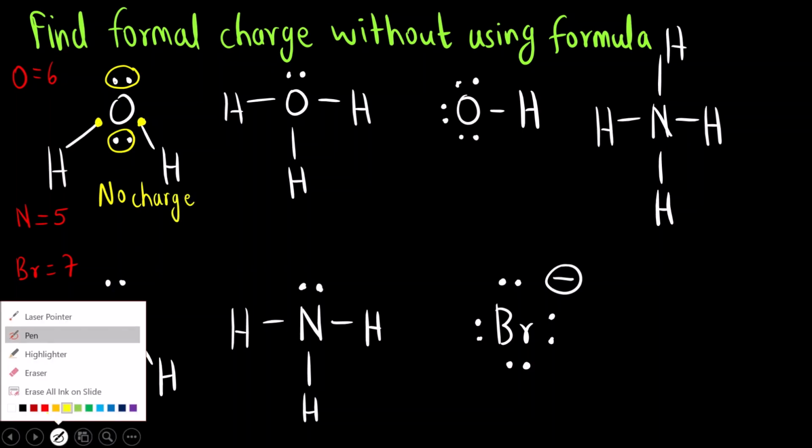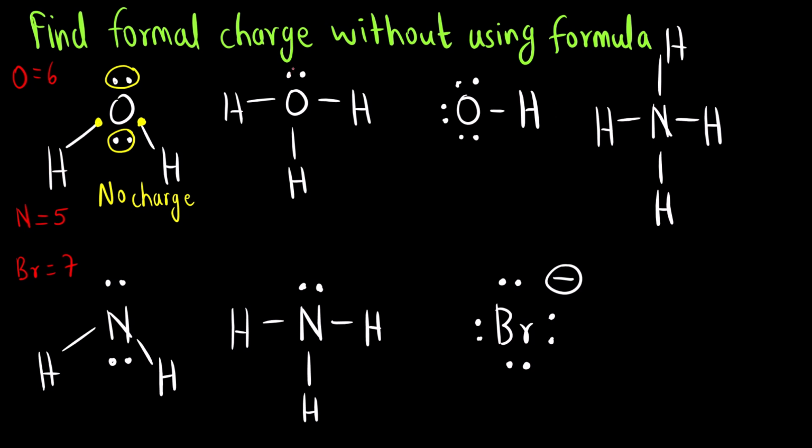Now let us see the second one. Here how many electrons are there? 2, 3, 4, 5. So 5 is less than the valence electrons. So what will be the charge on this? It will be a plus charge, plus 1. Next one, here 2, 4, 6 and 7. Now 7 is greater than 6. So what will be the charge? OH minus. Minus charge on oxygen.